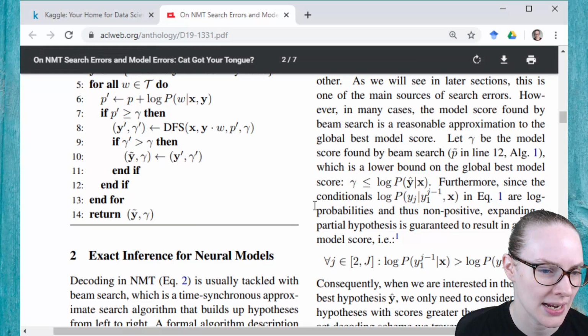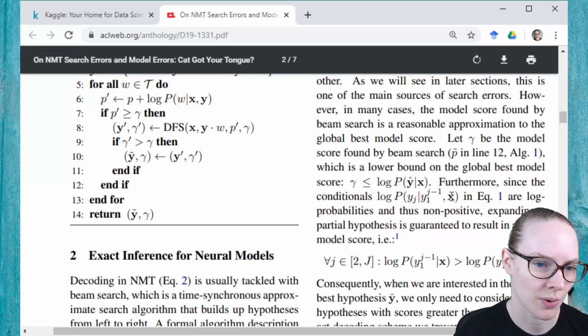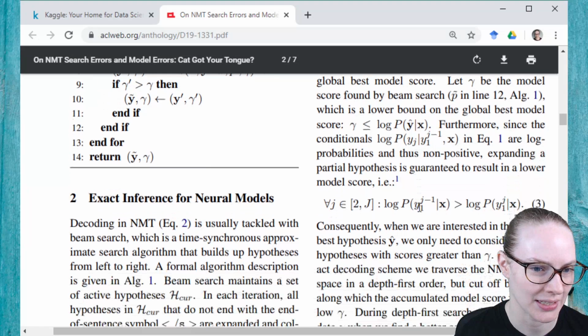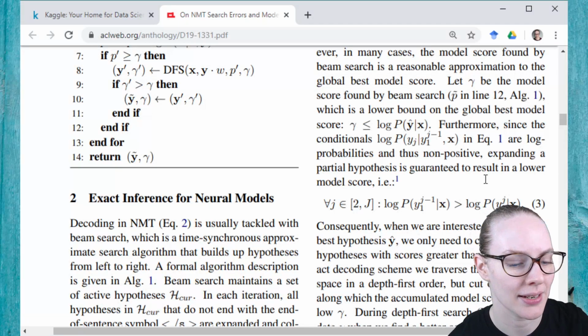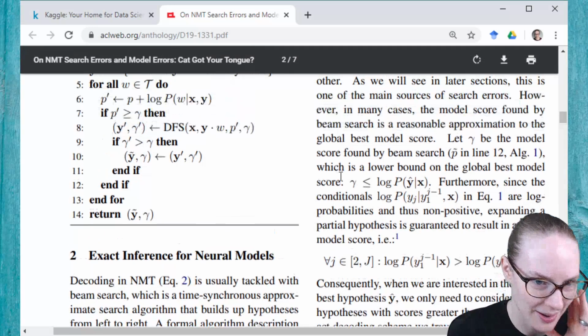Furthermore, since the conditional log probabilities of yj given yj minus 1, x, in equation 1 are log probabilities and thus non-positive, expanding a partial hypothesis is guaranteed to result in a lower model score. That meant nothing to me. All right, let's go through that again.